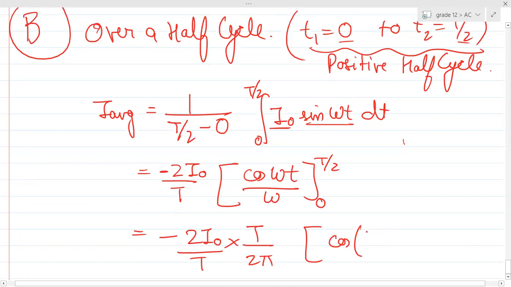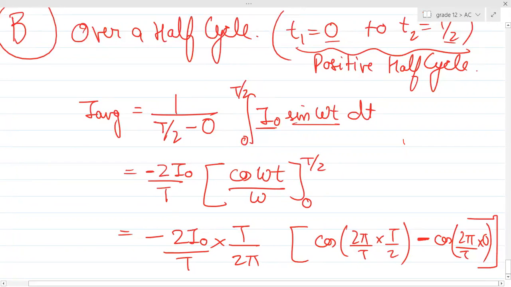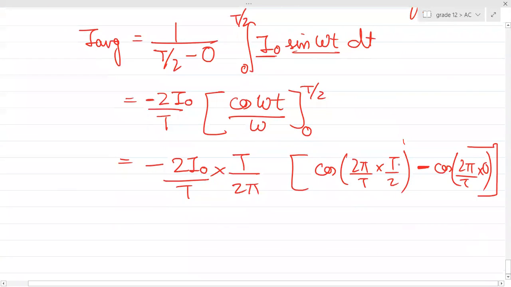So I can write cos of 2 pi by t into T/2 minus cos of 2 pi by t into 0. So can you see I'm just replacing at the place of t, small t, I replace with T/2 and 0. So this will again be how much? Can you see? 2 से 2 कट जाएगा. Cos of pi. Cos of pi is cos 180, right?